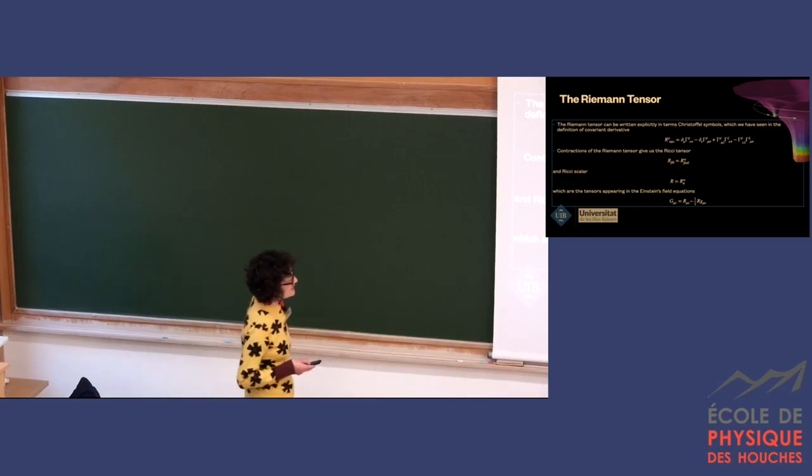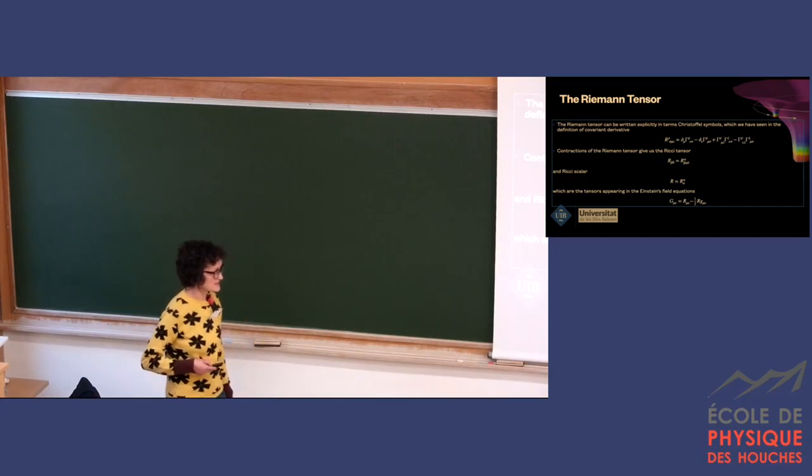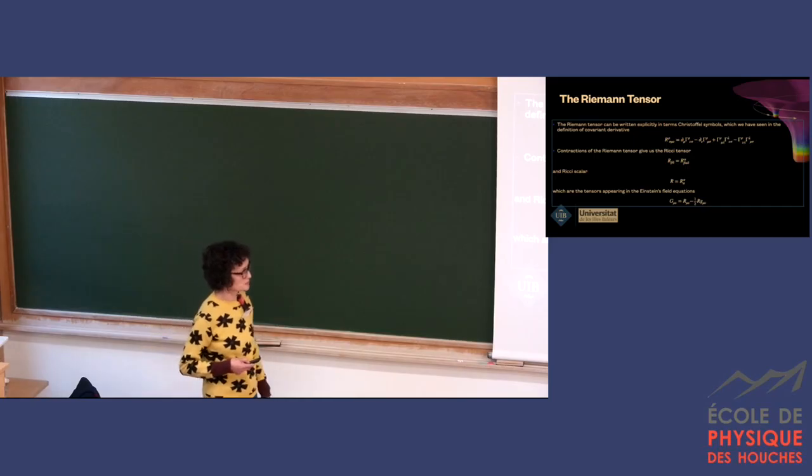Okay, so now we talked a lot about this guy, the Riemann tensor. This is the explicit definition in terms of Christoffel symbols. And other important tensors or scalars, in this case, that appear later on are a contraction of the Riemann tensor. This is why it's so important, because from here you can derive all of the quantities that appear in the Einstein tensor, G mu nu.